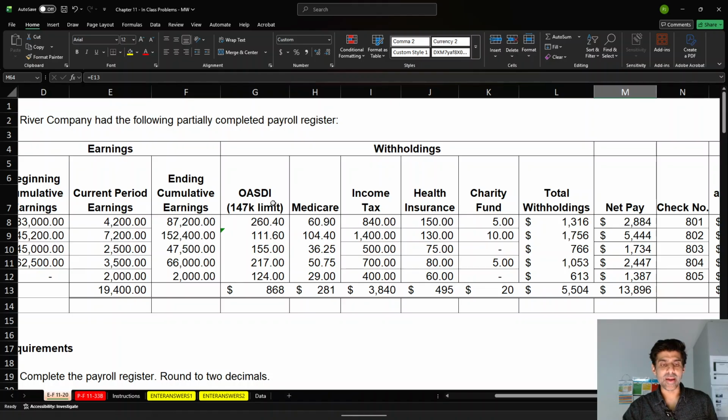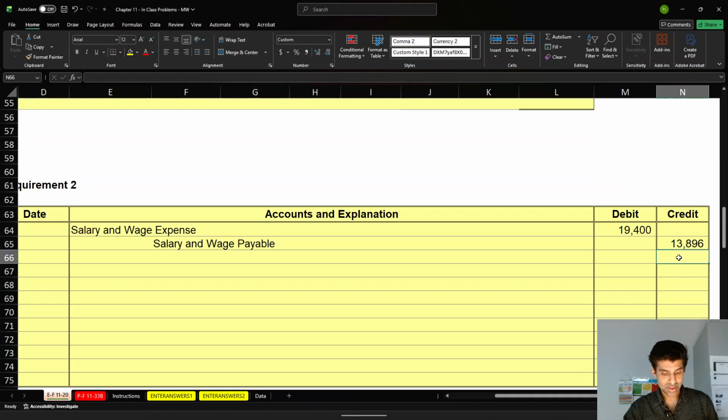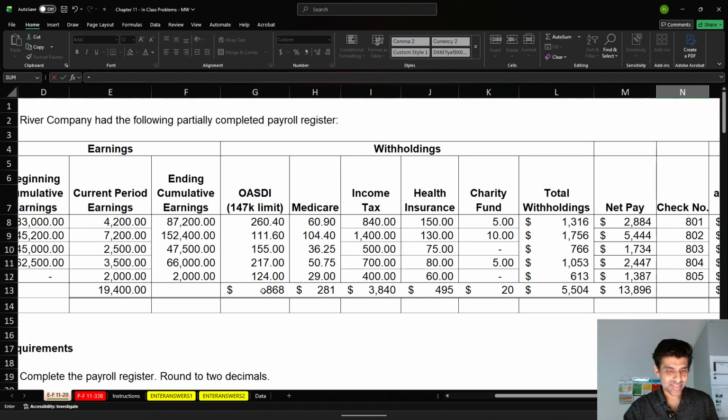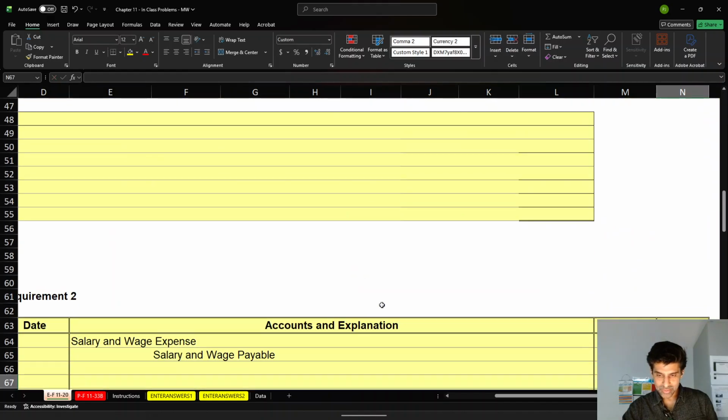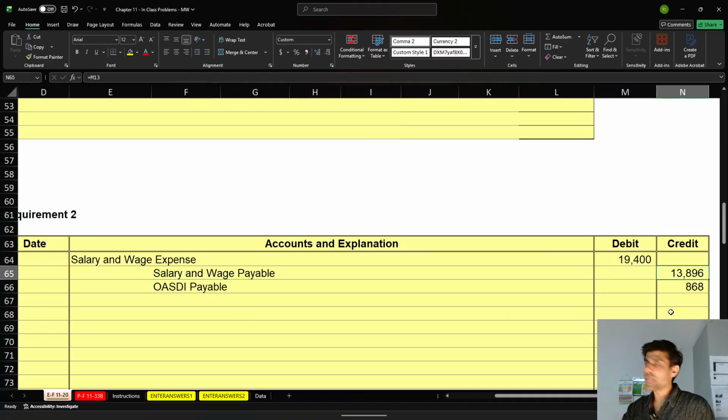Well, it's going to a bunch of places that the employees owe money to. Number one, the employee owes money to Social Security, a total of 868. So this is OASDI payable, right? This is a liability for me. I have an expense of this much total. Of that, I have to pay my workers. I'm also going to have to remit some money on their behalf to the Social Security Administration.